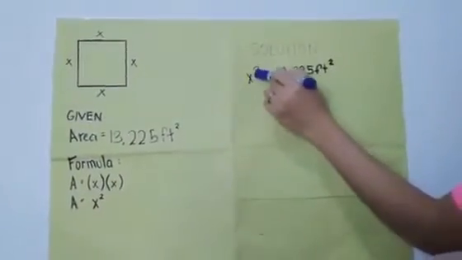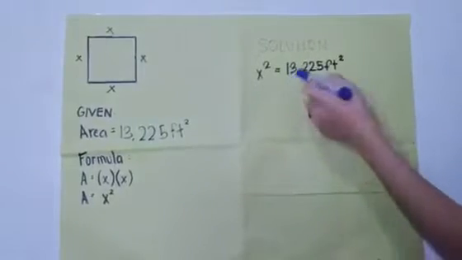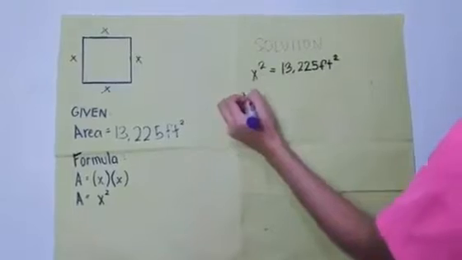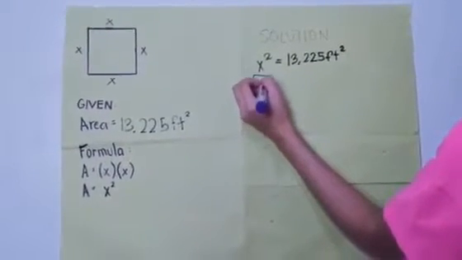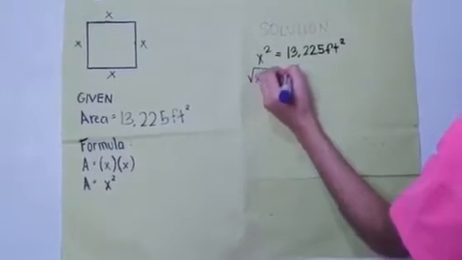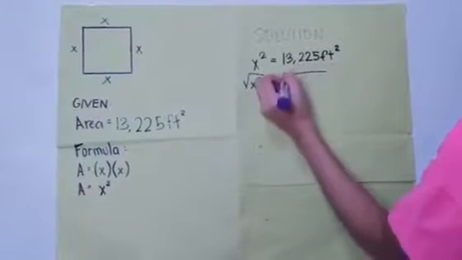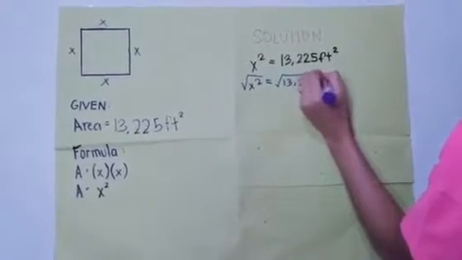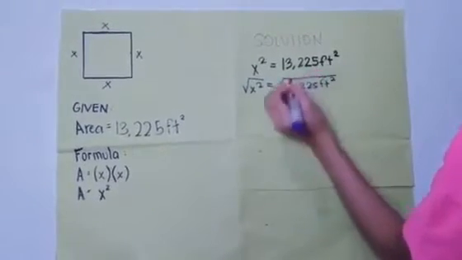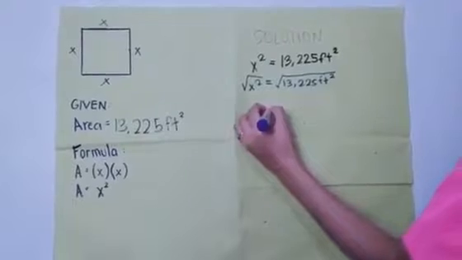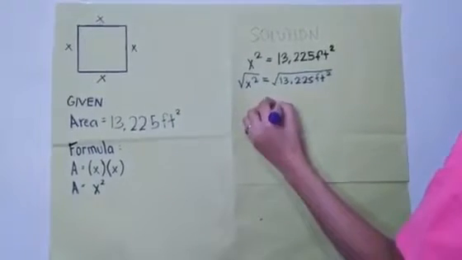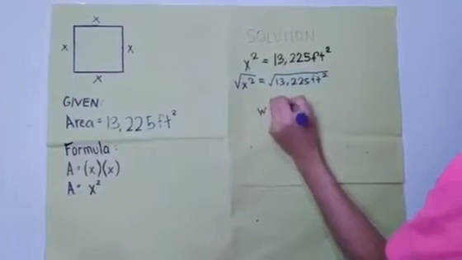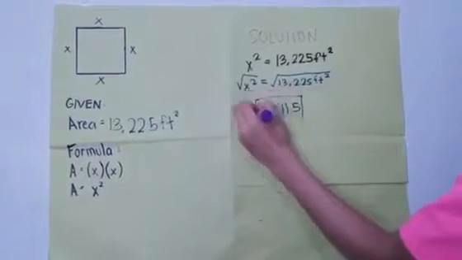Solution. X squared equal to 13,225 feet squared. Square root of x squared is equal to square root of 13,225 feet squared. So the width will be 115. That is the answer.